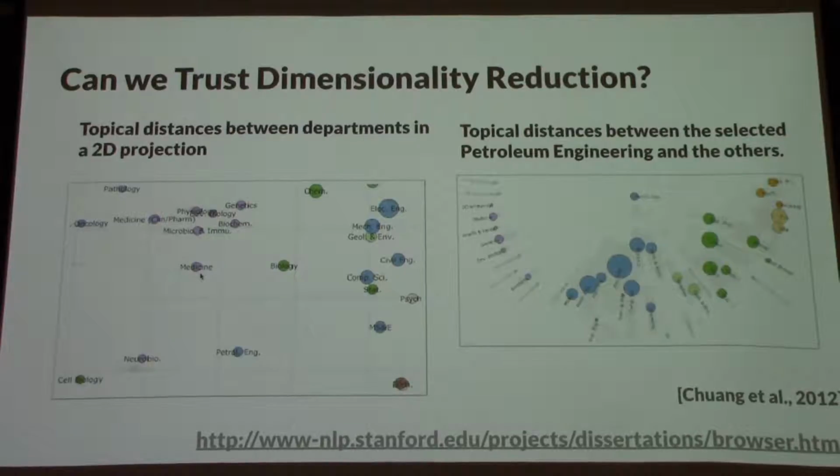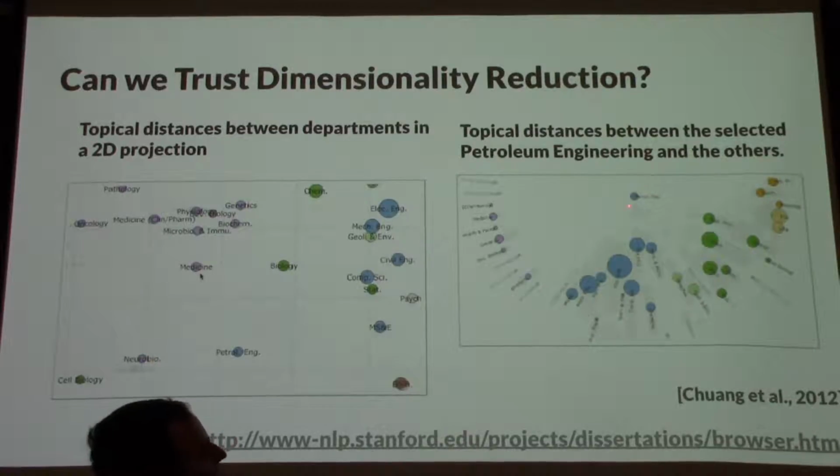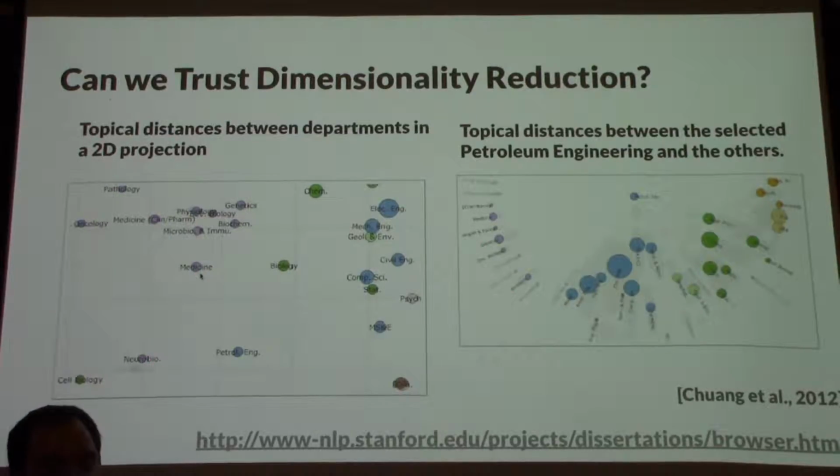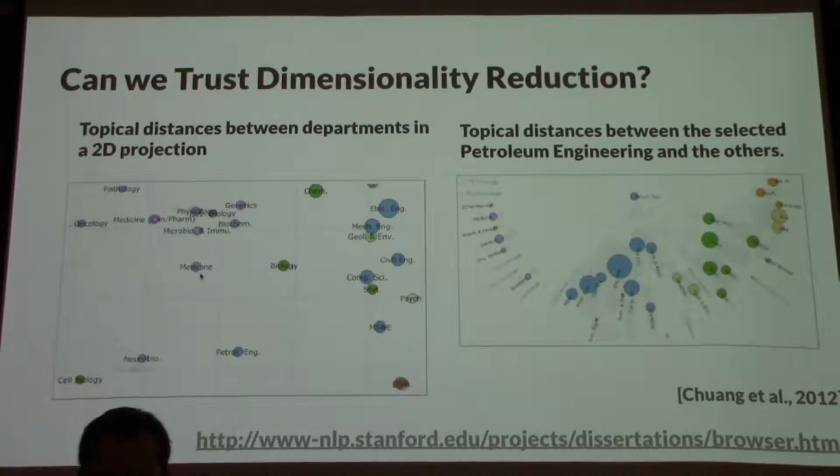So what they did to show that is to use interaction. Whenever you would click on petroleum or any of those fields, you would get a rescaling so that you could actually get accurate distances from the selected point. So if I actually select petroleum engineering, I can see that it is indeed pretty close to all of the other engineering fields, and that this proximity to neurobiology and so on was really just an artifact of the dimensionality reduction.